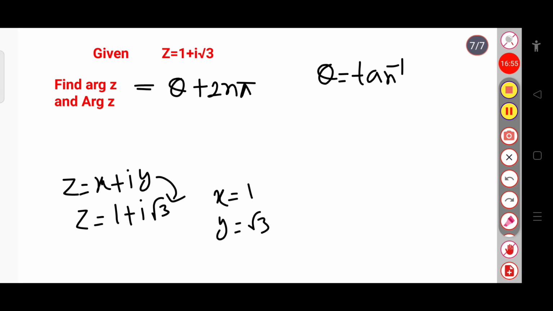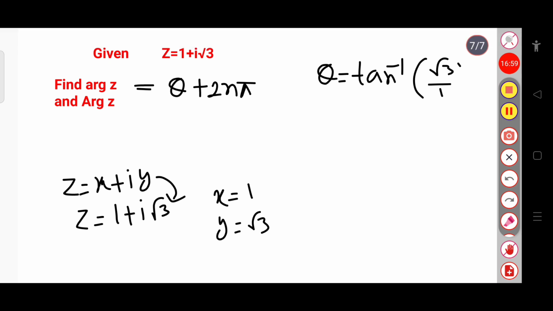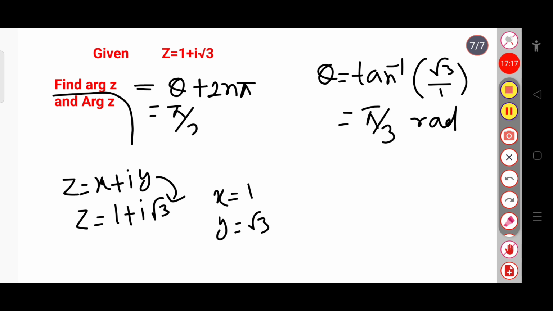So, theta equals tan inverse root 3 by 1, or simply tan inverse root 3. Hence, theta equals pi by 3 radian. So, we can write the small argument of z as theta, that is pi by 3 plus 2n pi, where n equals 0, 1, 2 and so on.